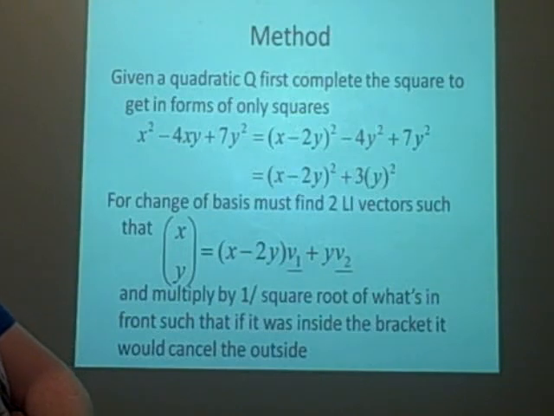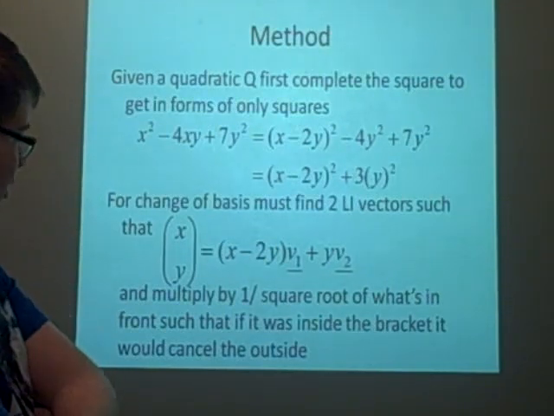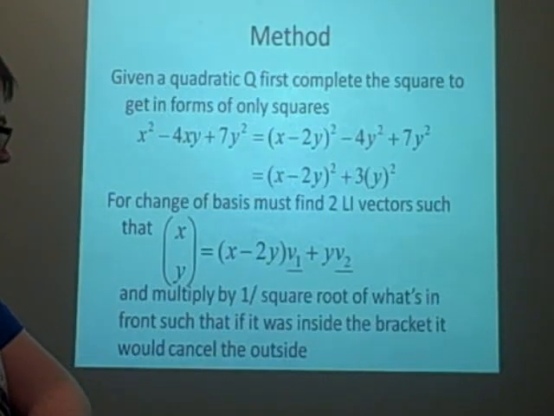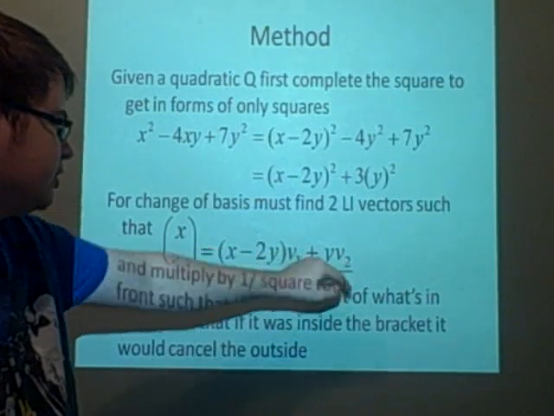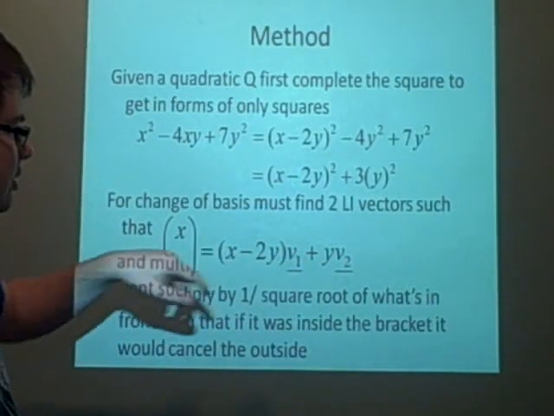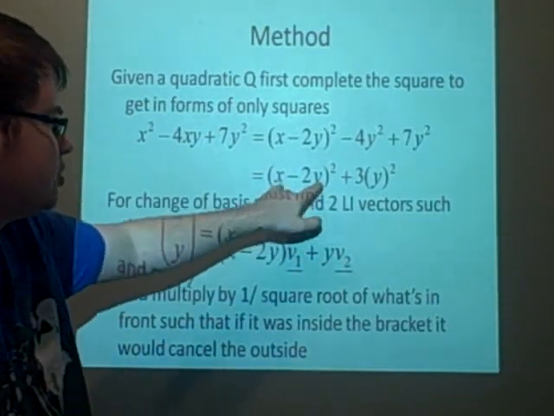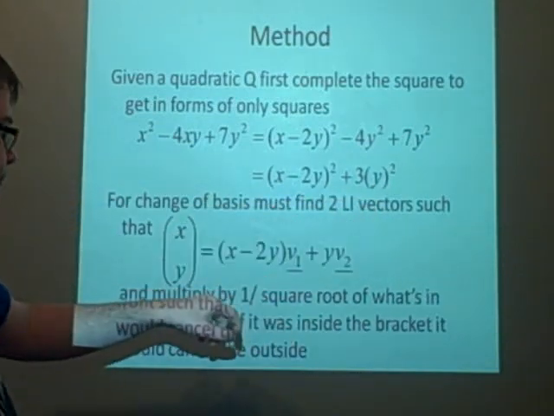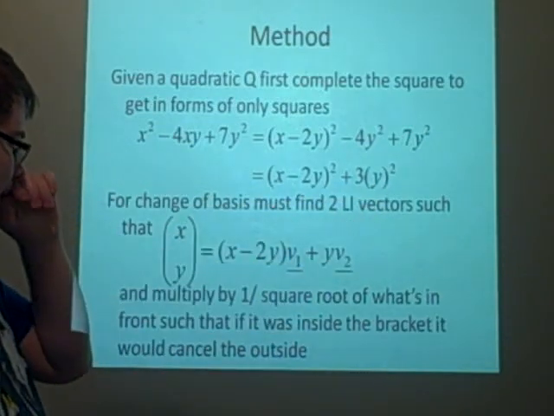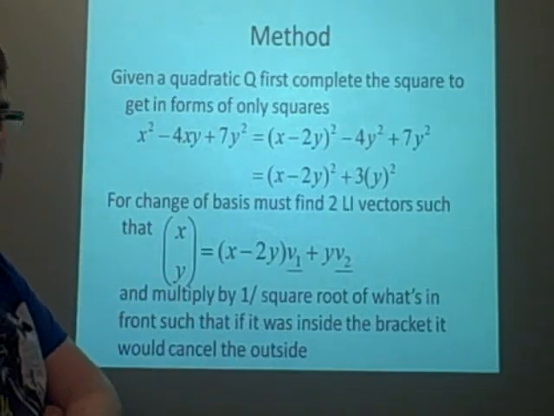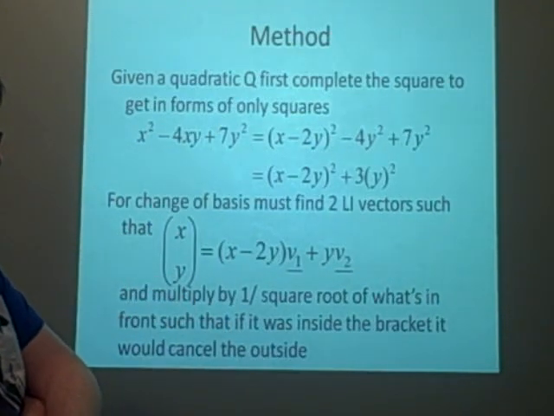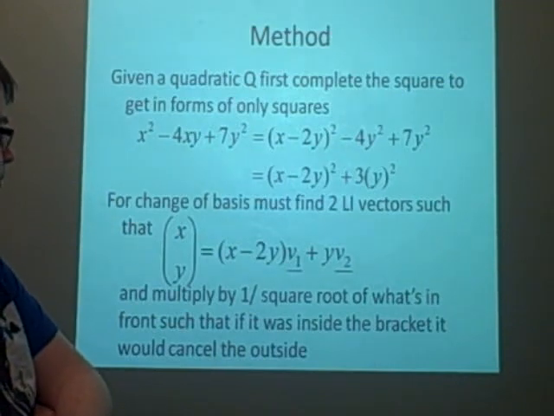Now we want to find the matrix P that we said about before. So what we want to do to find that is we want to find 2 linearly independent vectors v1 and v2 that multiply each of the square parts. We've got the x minus 2y and the y here, goes here, so that it equals x and y. And you can usually do it by just looking at it.